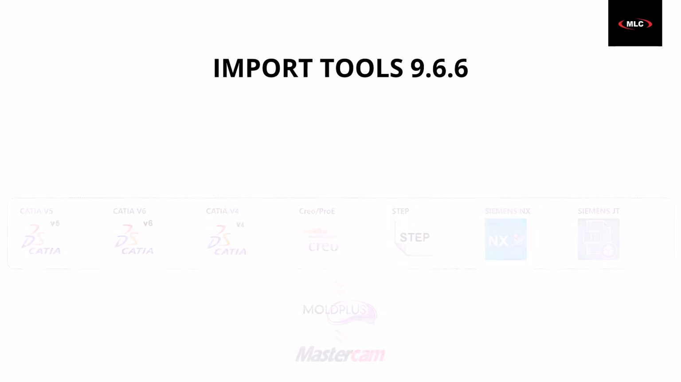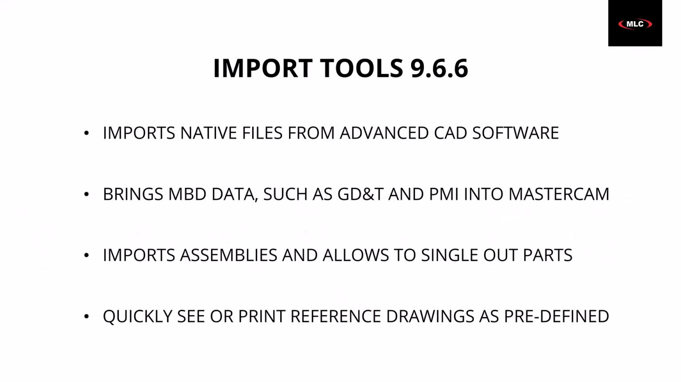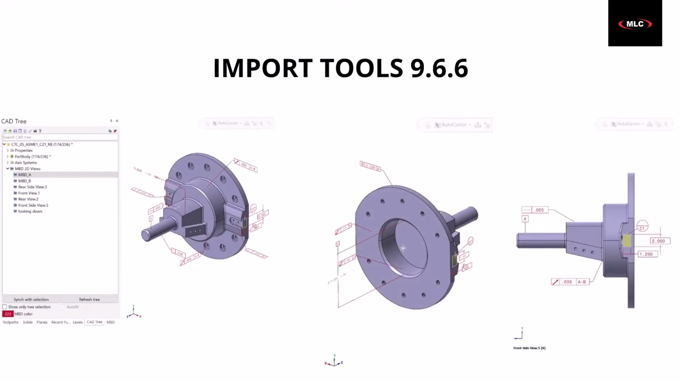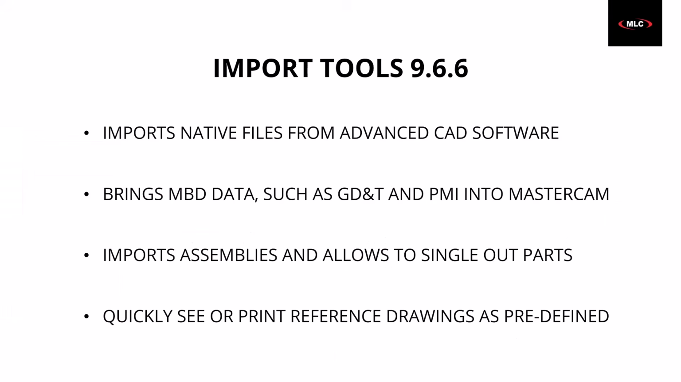And what's neat is that it brings in the MBD data, which is crucial. In the MBD data, you'll find things like the GD&T information and PMI notes and information, and it's all being brought into Mastercam. So there's no need to purchase a license of that expensive CAD software just to open that file and maybe export it as a STEP file or something that Mastercam can bring in. Now you have all that information for a fraction of the price.